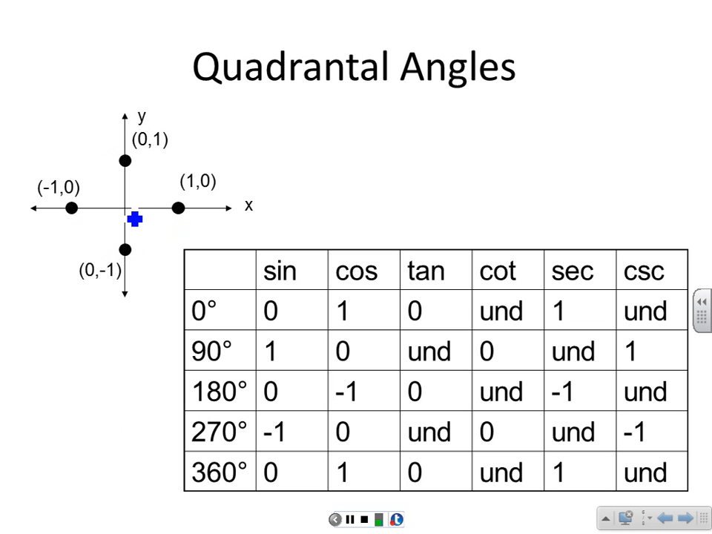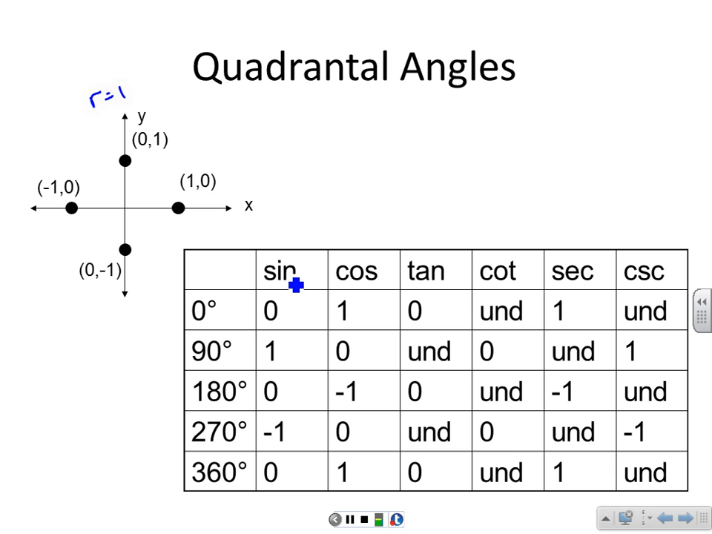And so if we do our quadrantal angles, we come up with this chart. Now you don't have to memorize this chart, because it can be common sense. For example, for all of these, r is going to be 1. The distance from the origin to each point is going to be 1.